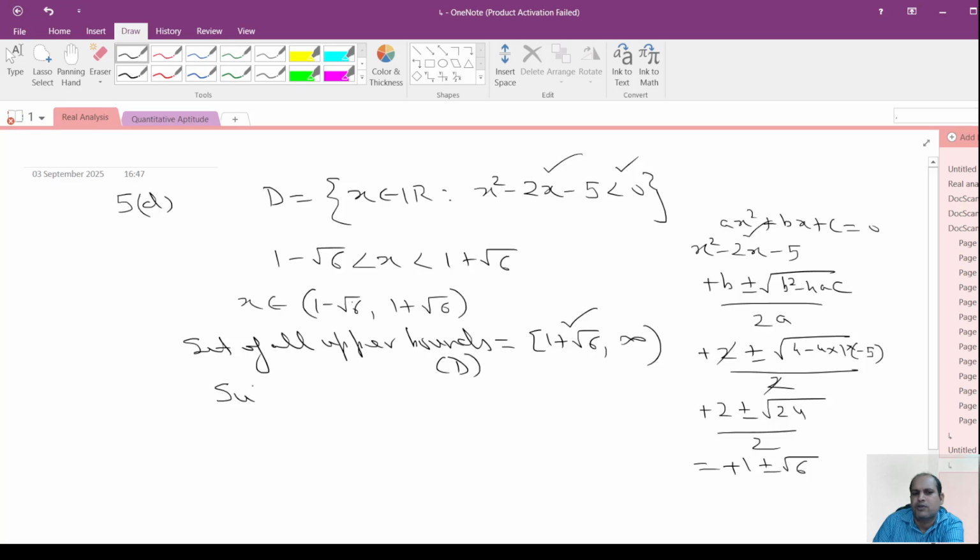So, I can directly write the supremum as 1 plus root of 6. Similarly, with the same logic, 1 minus root 6 is one of its lower bounds. The set of all lower bounds will be the interval minus infinity to 1 minus root 6, closed, and from those lower bounds the greatest lower bound is 1 minus root of 6. So, we have completed this.